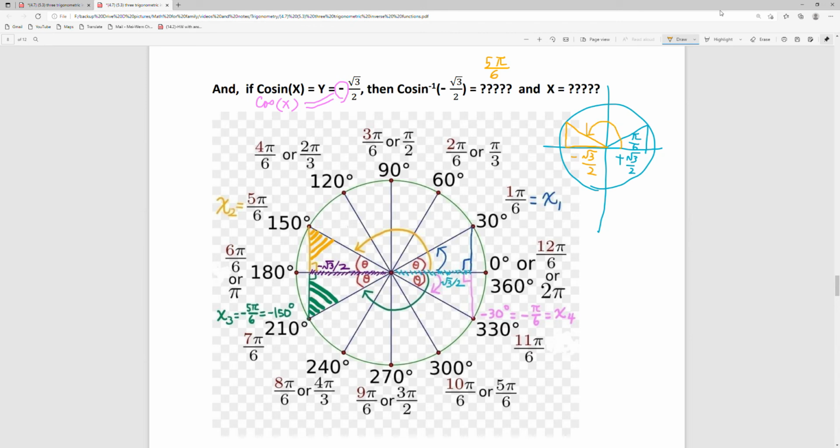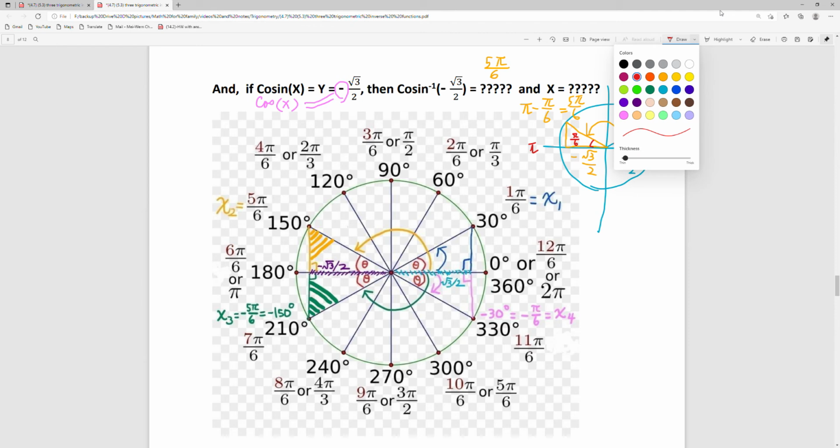Remember this is pi minus pi over 6, which is 5 pi over 6, because it is the same reference angle, pi over 6. So you have 5 pi over 6. Therefore, your first group of solutions will be 5 pi over 6 plus minus 2n pi.